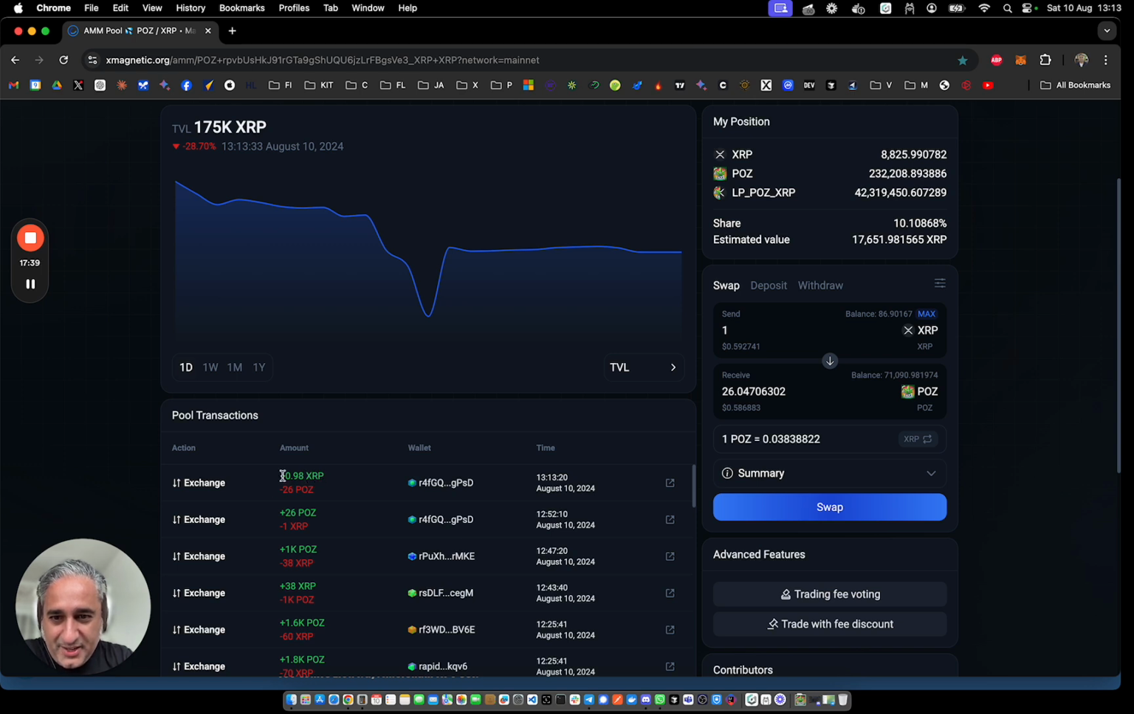So when you see this plus, it's actually taken XRP away from the pool. So that's the way to read this. I know it sounds simple, but it took me a while to figure that out, actually.